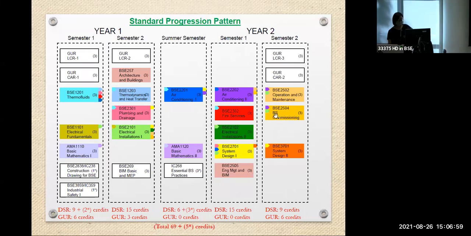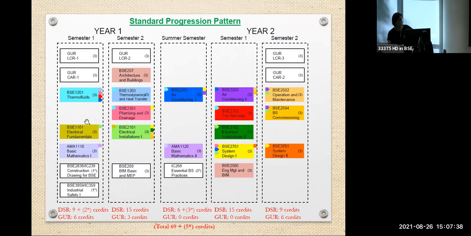Okay, so this is the standard progression pattern, and as I have mentioned, you are highly recommended to follow it. And I can tell you that Thermofluid and Electrical Fundamentals are 2 subjects you really need to work hard on. Based on previous years, these are the 2 subjects with the highest fail rate. Many students did not pass these two subjects before. Okay, so this is something important.